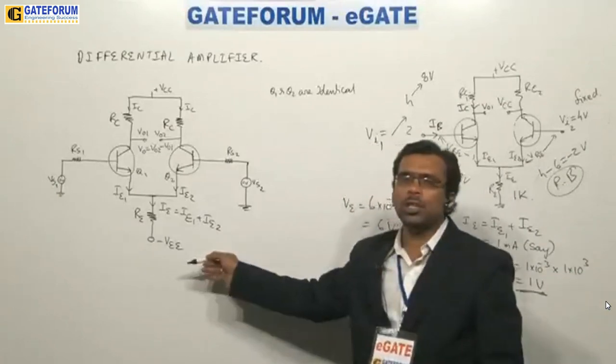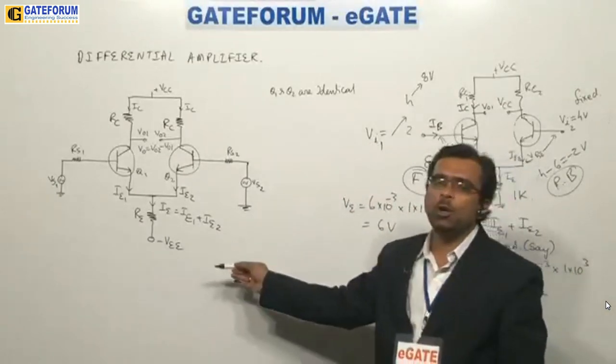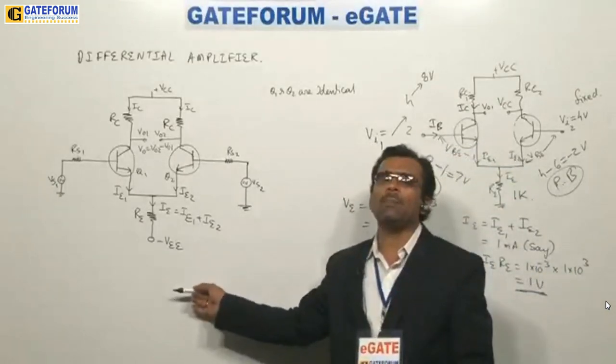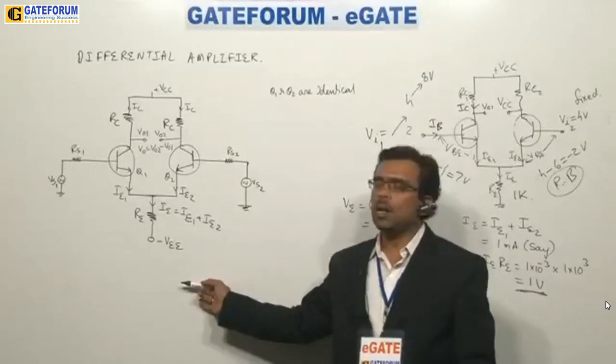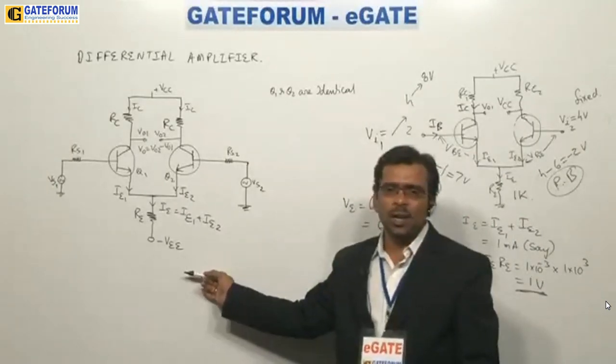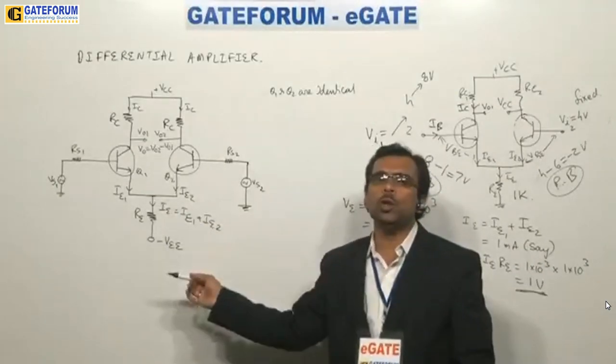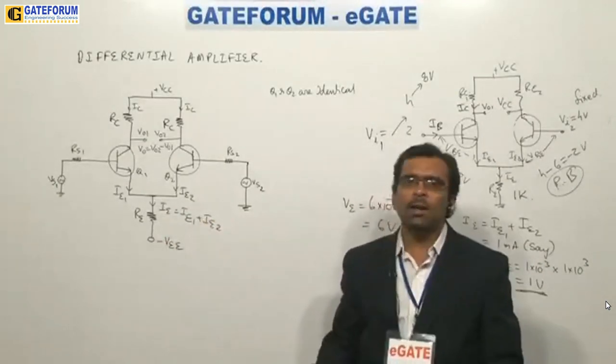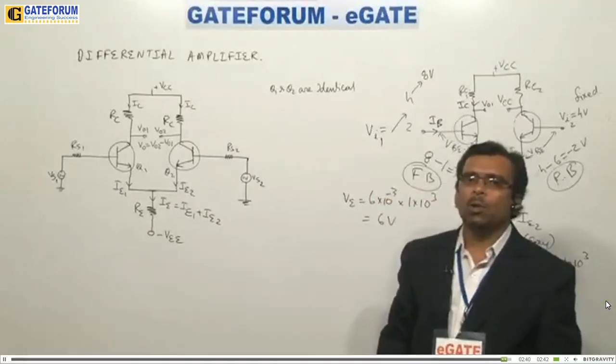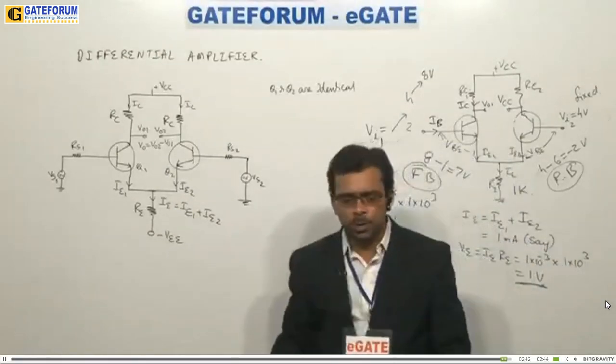Now the question is very simple. What happens if I don't use minus VEE? If I don't use minus VEE, then definitely the transistors may be thrown to cutoff region during operation of the input signal. That is the point. So this is one point you need to observe.